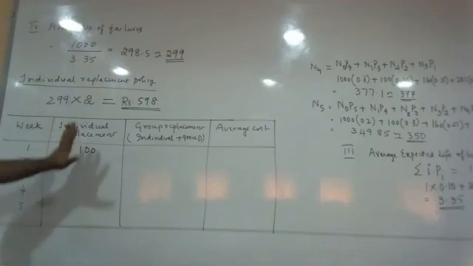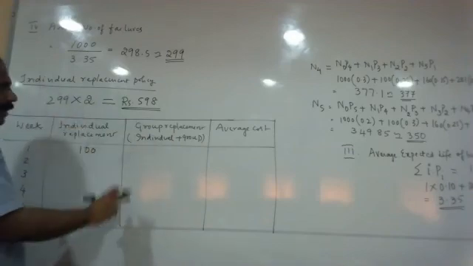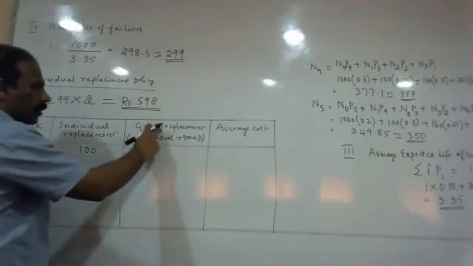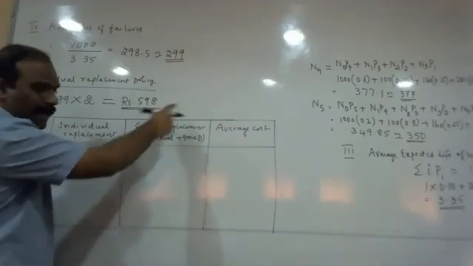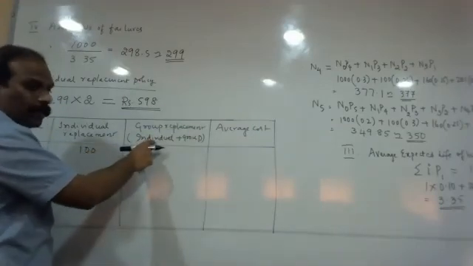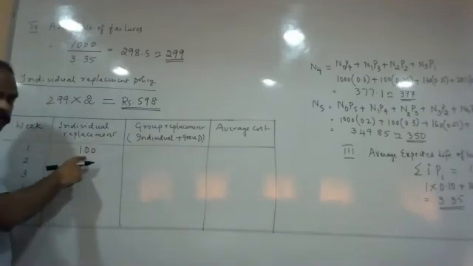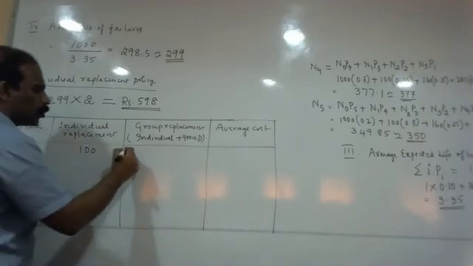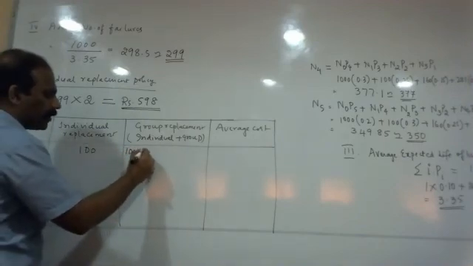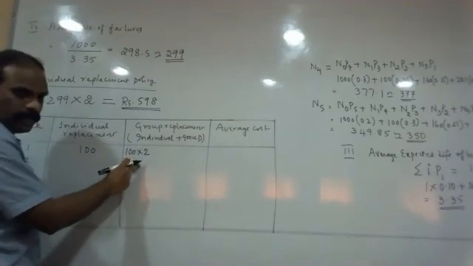I'm just writing the numbers. Don't worry about the cost here. Now we'll come to the group replacement value. If I go for group replacement in the first week, it is a combination of both individual as well as group. In case I'm going for individual, how many bulbs am I supposed to replace in the first week? 100. So what is the cost of 100 bulbs replacement? 2 rupees each, correct?